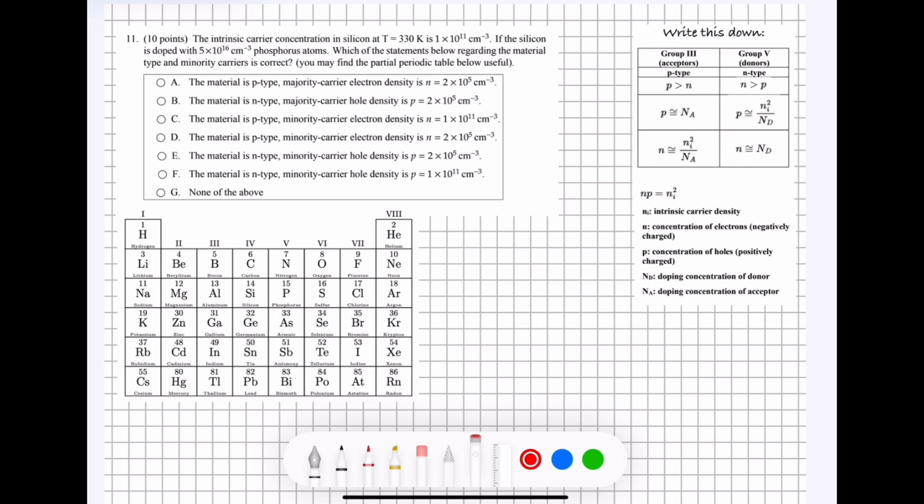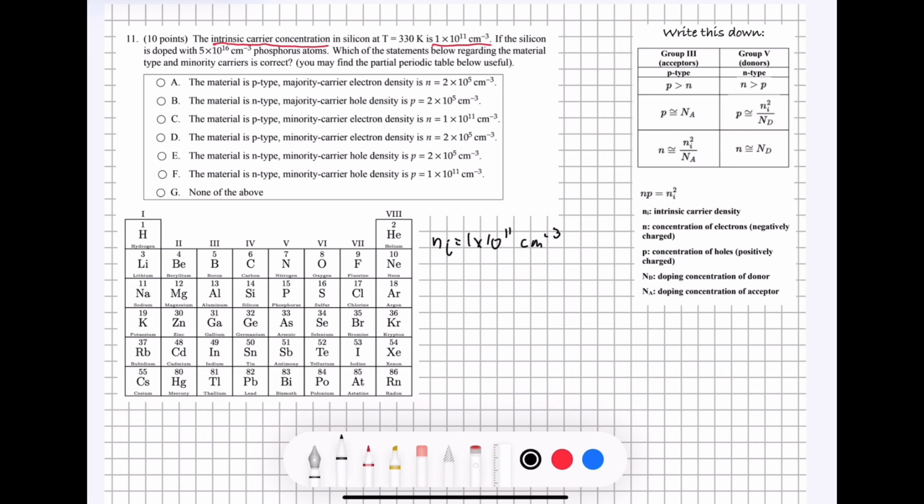So the most important equation for us for this problem is going to be this right here, NP equals Ni squared, where Ni is the intrinsic carrier density, N is the concentration of electrons, and P is the concentration of holes. In the problem statement, we can see that we are told the intrinsic carrier concentration, and it's that number right there. So Ni equals 1 times 10 to the 11 centimeters to the negative 3.